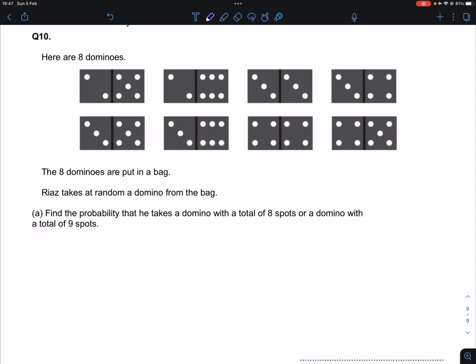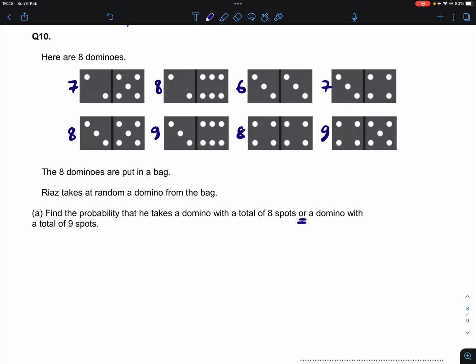Question 10. We have 8 dominoes. They're put in a bag. Riaz takes at random a domino from the bag. Find the probability that when he takes a domino, it has a total of 8 spots or a total of 9 spots. So if we count the number of spots for each of these, we end up with 7, 8, 6, 7, 8, 9, 8, and 9.